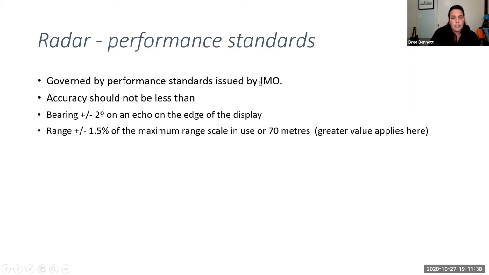So the IMO, does anyone know what the IMO stands for? Is that the International Measuring Organization? Maritime. So the IMO gives us mariners all sorts of regulations to follow. The IMO says the accuracy should not be less than 2 degrees for bearing and 1.5% of the maximum scale for range. So those are the measurements.